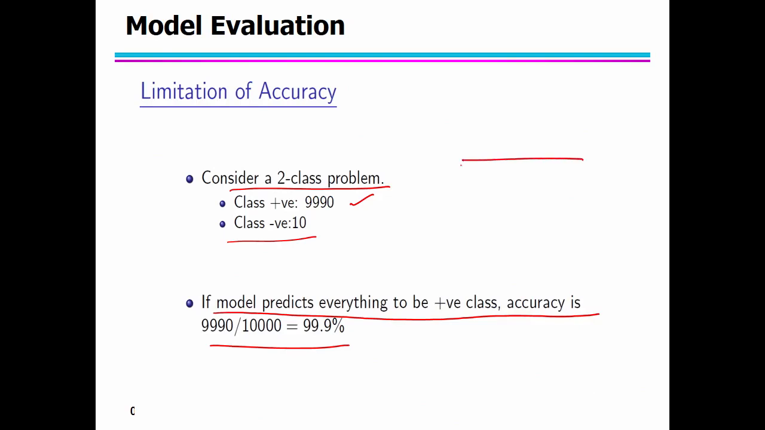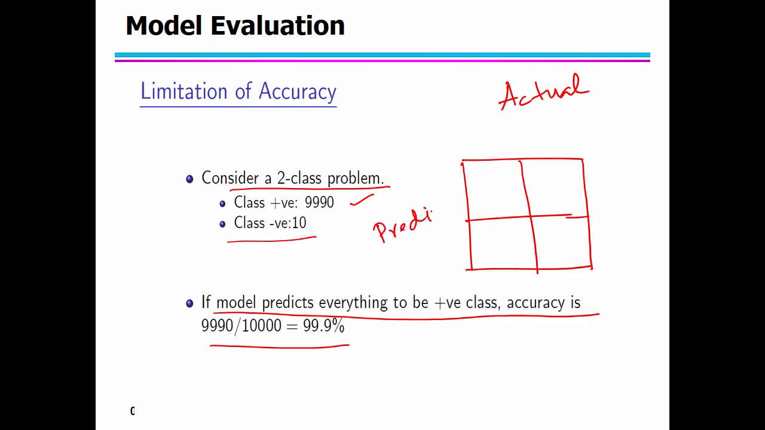Why? You form the confusion matrix here. Actual class positive is 9990. Let us say I prefer to write actual on the column side, but there is no restriction, you can do it the other way around also. Now, predicted is this side, this is positive, this is negative, this is positive, this is negative. Now, the model says everything is positive class, that means prediction row wise all are positive class.